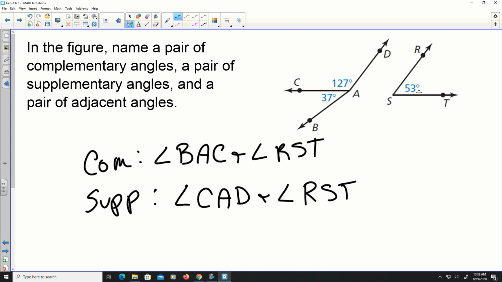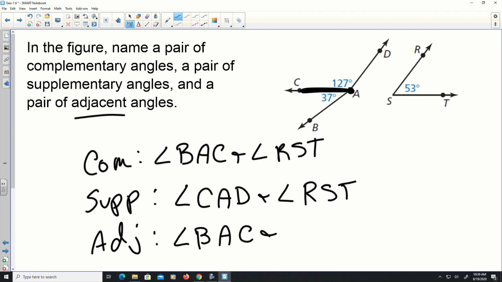And then the final one is they want you to find a pair of adjacent angles. Adjacent angles here would be, do we have a common side? It looks like I have a common side here with AC. Do we have a common vertex with point A? I can say that angle BAC and angle CAD are adjacent angles because it fits those parameters.